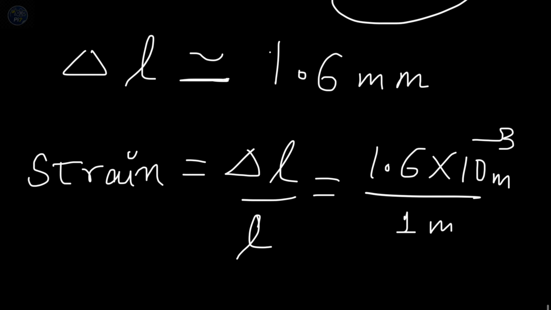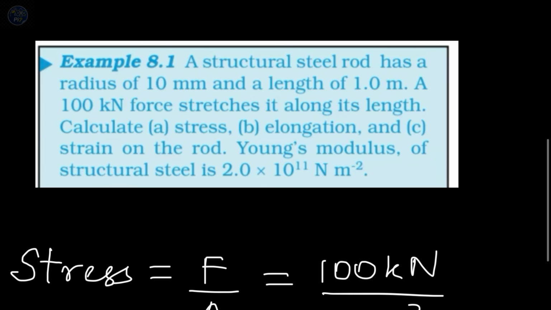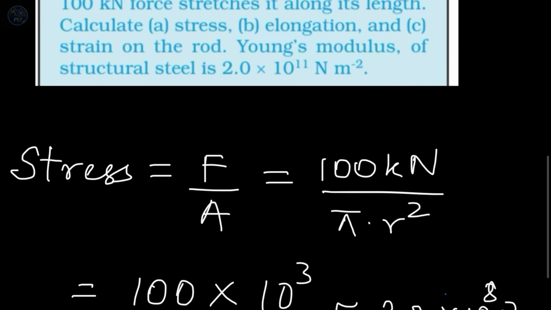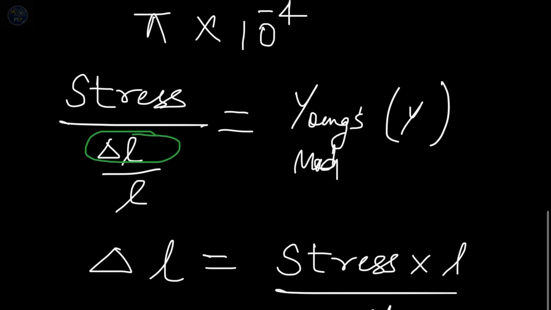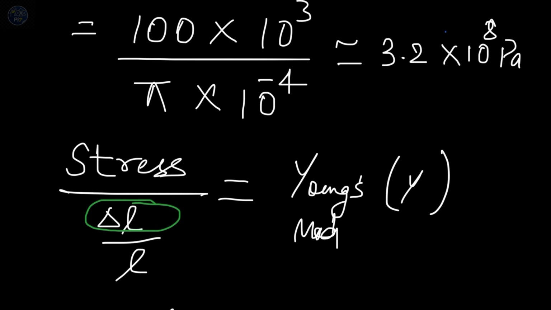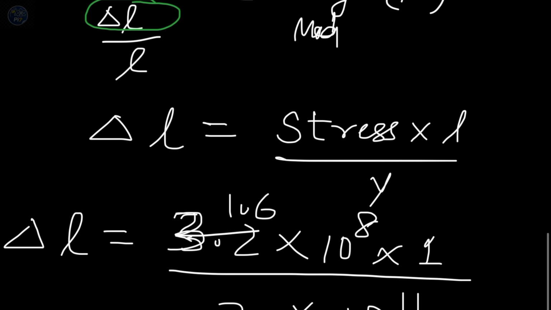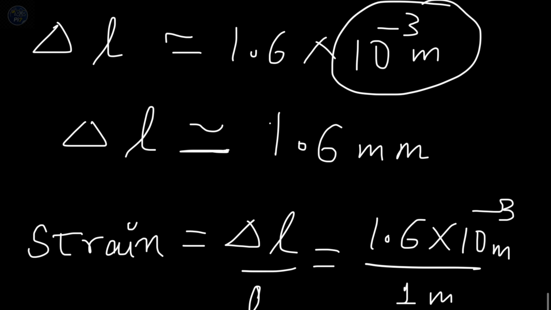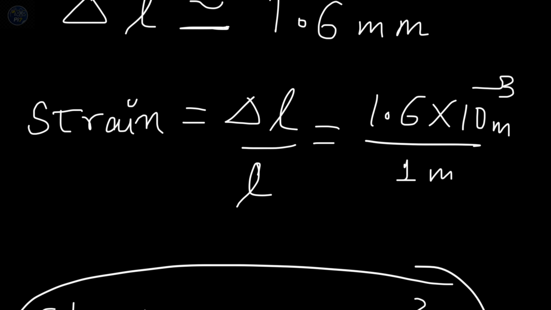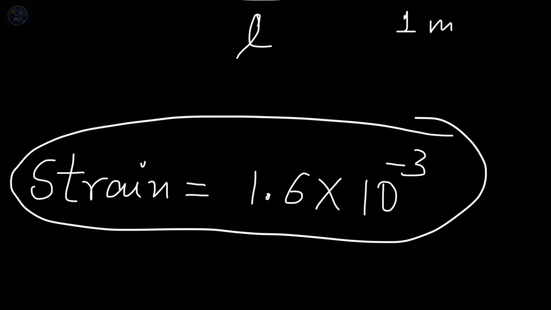Okay, so what we did in this question, we needed to calculate stress, elongation and strain. By definition we calculated stress as restoring force divided by cross-sectional area, which came around 3.2 into 10 raised to power 8 Pascal. Next, from Hooke's law we know that the ratio of stress and strain is a constant. So we calculated the elongation delta L. Next we needed to calculate strain. So by definition we calculated strain.